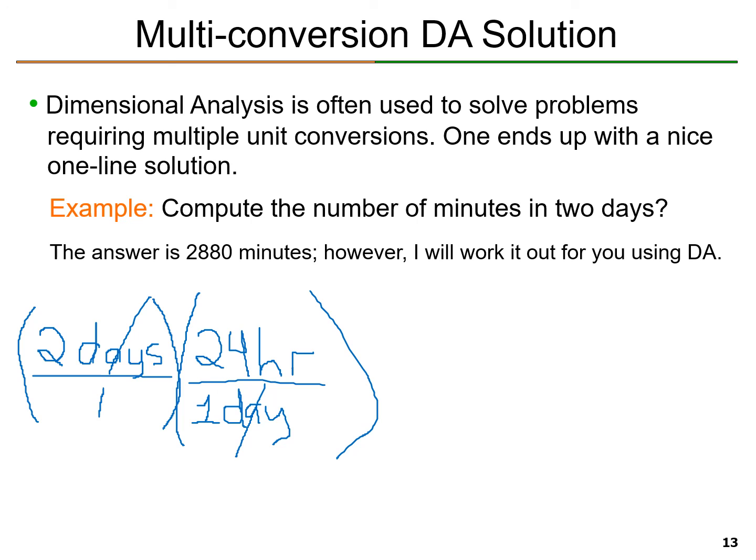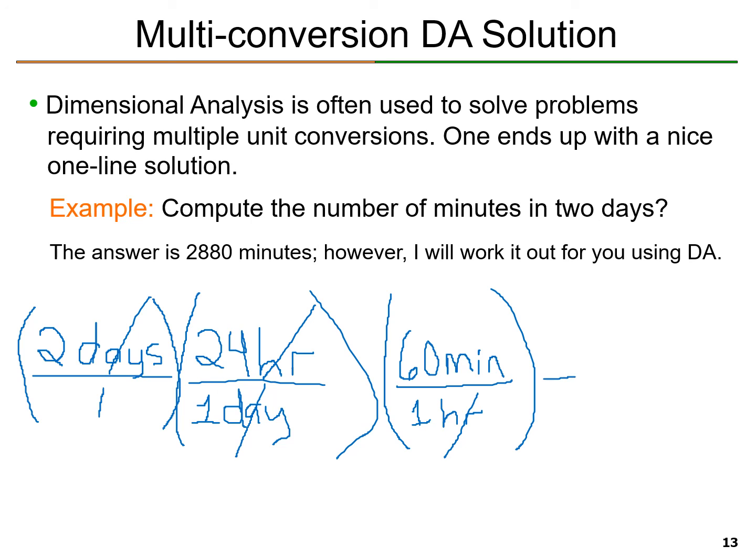Okay, again, I know the number of minutes in 1 hour. I know that there are 60 minutes in 1 hour. Okay, so using same object division, hours cancel out. And wow, guess what? The only unit left up here is minutes. That's what we want, minutes, because we're trying to convert 2 days into minutes.